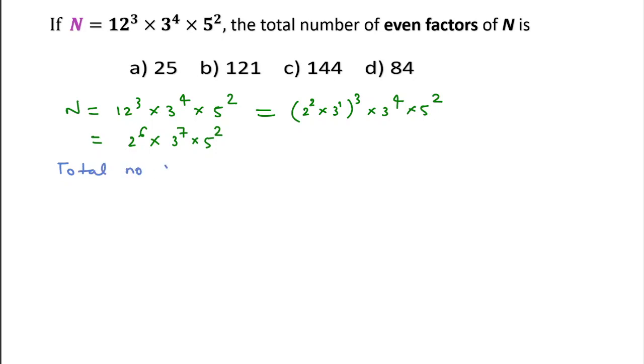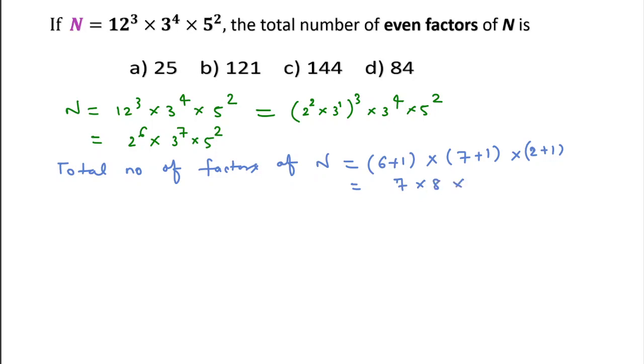So we can say that total number of factors of n will be what? 6 plus 1 and 7 plus 1 into 2 plus 1. That is, we can write 7 into 8 into 3. This will be equal to what actually? 168. Okay, this will be equal to 168.